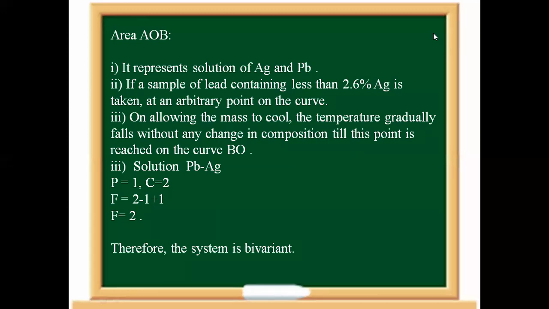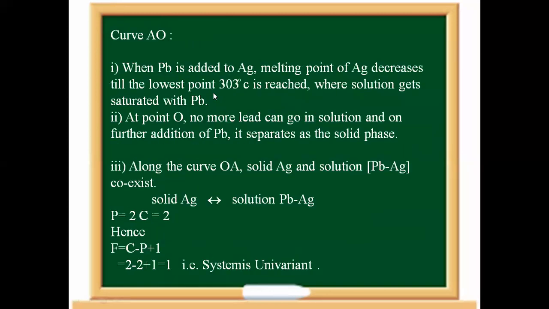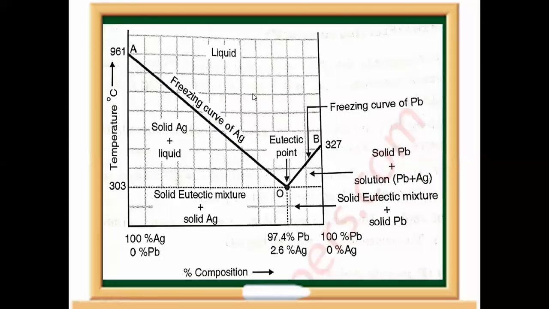Okay. Now this area AOB represents solution of silver and lead. ठीक है? So if I look at the overall area AOB, there is only liquid lead and liquid silver. So there is a solution of lead and silver. If there is only one phase existing, so when there is one phase and two components, what can be the degree of freedom?